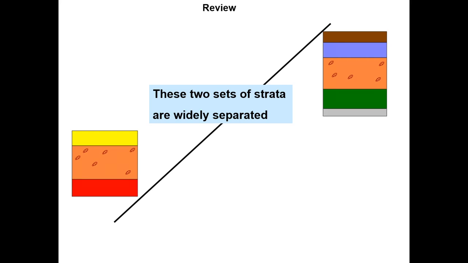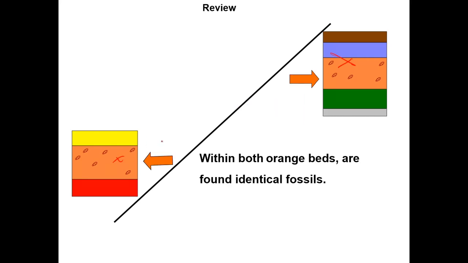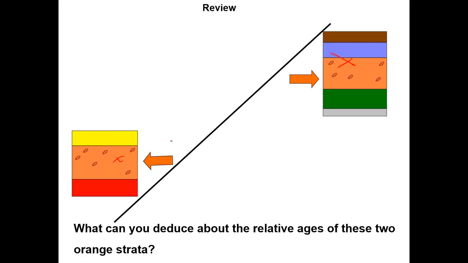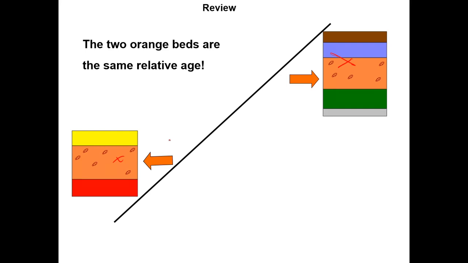So these strata, these outcrops of rock, might be separated by large distances, but we can still figure out that they're of the same age, because why? They have the same fossils, right? So both those orange beds are found and have identical fossils. They're the same relative age. Okay.